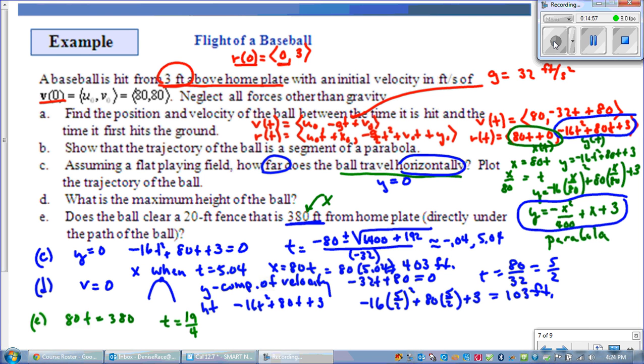So find negative 16 times 19 over 4 squared plus 80 times 19 over 4 plus 3, and that comes out to be 22 feet. So if the fence is 20 feet at a distance 380 feet from home plate, we see now that the ball's height will be 22 feet. So it will clear the fence 380 feet from home plate.